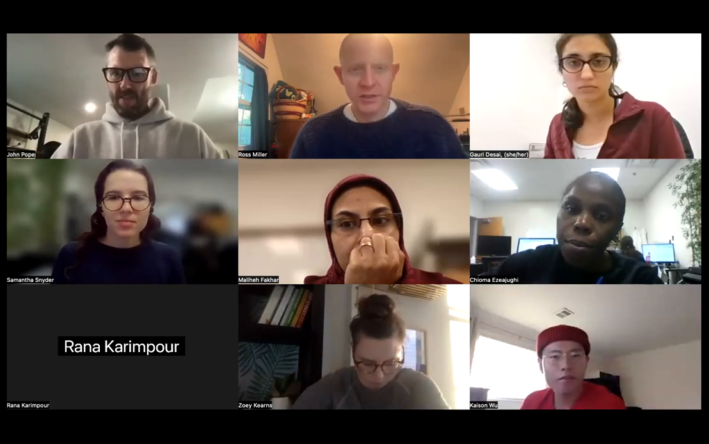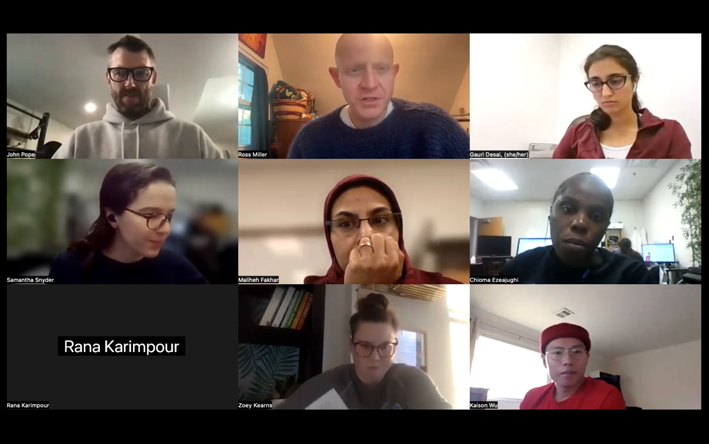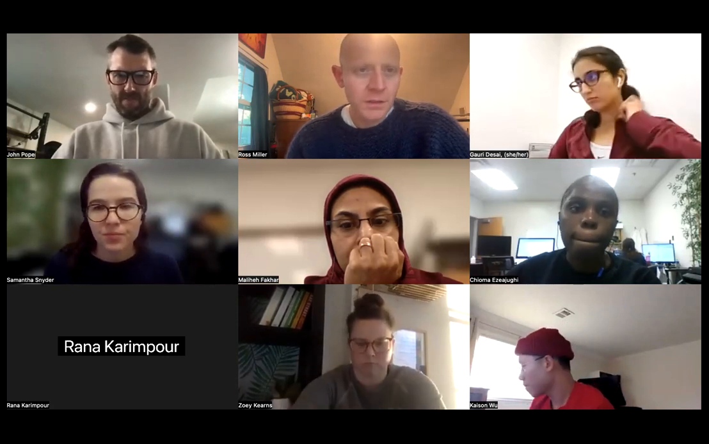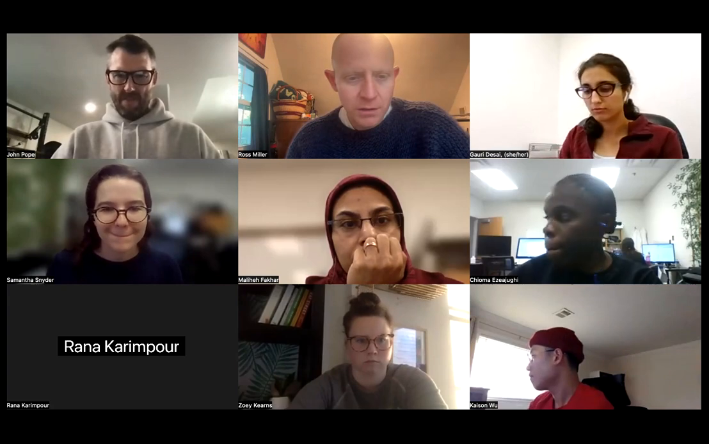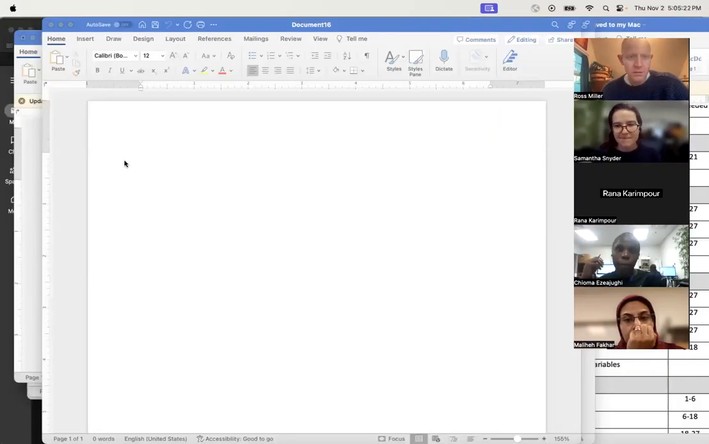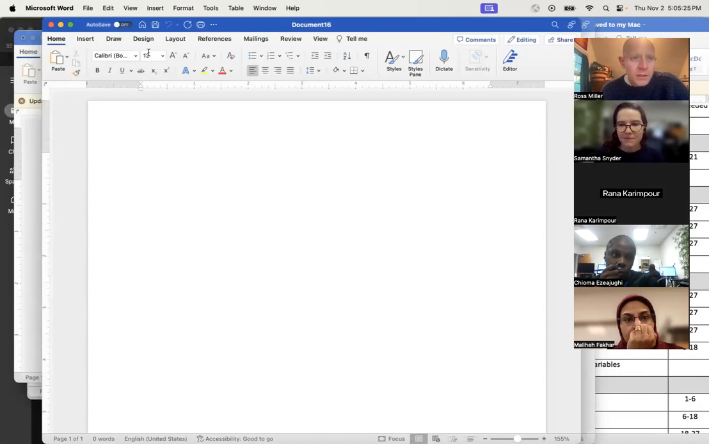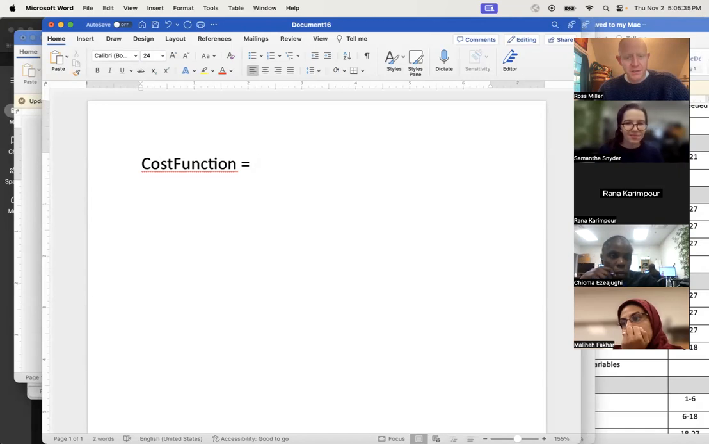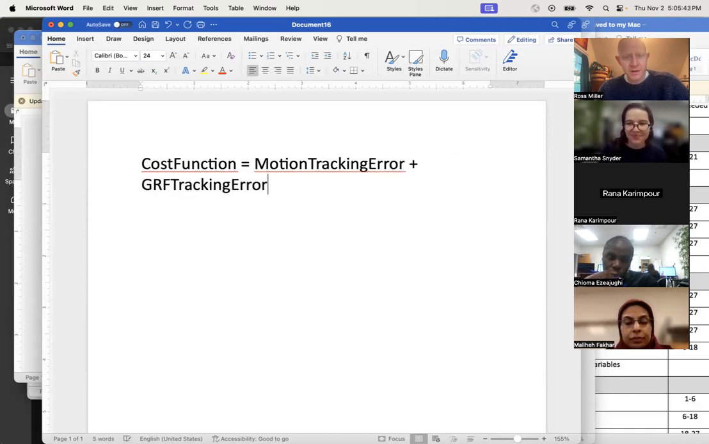Okay, let's talk a little more about the form of this cost function first. Let me share my screen. Okay, let's make that a little bigger. So you've got your cost function, right? And let's just first think of it as the motion tracking error plus GRF tracking error plus muscle effort or something like that.